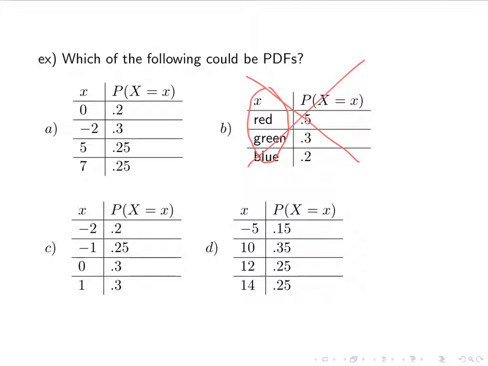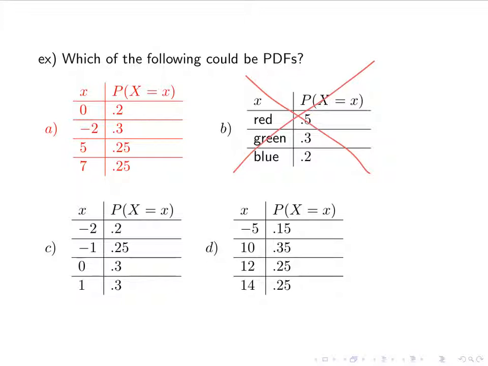But let's look at A. We've got values for X, 0, -2, 5, and 7, so it is a quantitative variable. The probabilities are all between 0 and 1, but do they add up to 1? So is 0.2 plus 0.3 plus 0.25 plus 0.25 equal to 1? And the answer is yes. So I'm going to highlight it in red. It could be a PDF. So again, we've crossed out B.